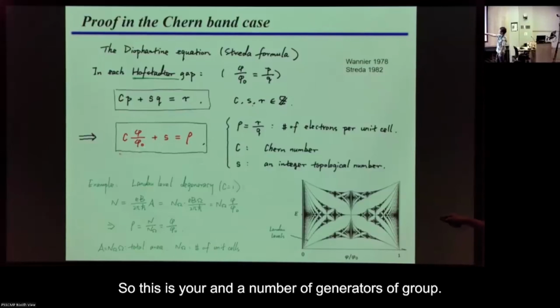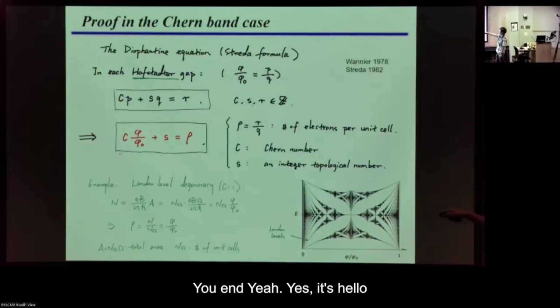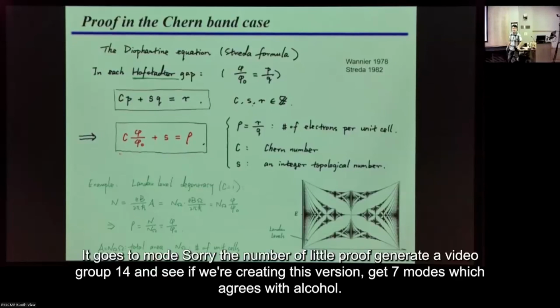It's a rational number for rational flux. But basically, this formula is the Streda formula. It tells you when your magnetic field increases, the number of electrons would also increase, which is proportional to the Chern number. Yes? In terms of Chern number, we know that if Chern number is not zero, we can affect all the Landau levels.